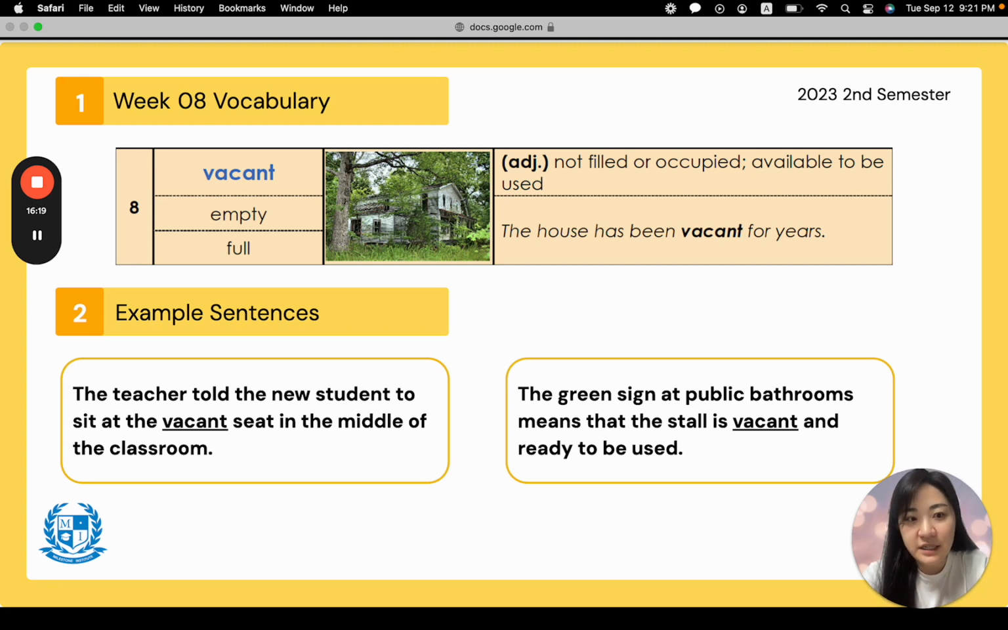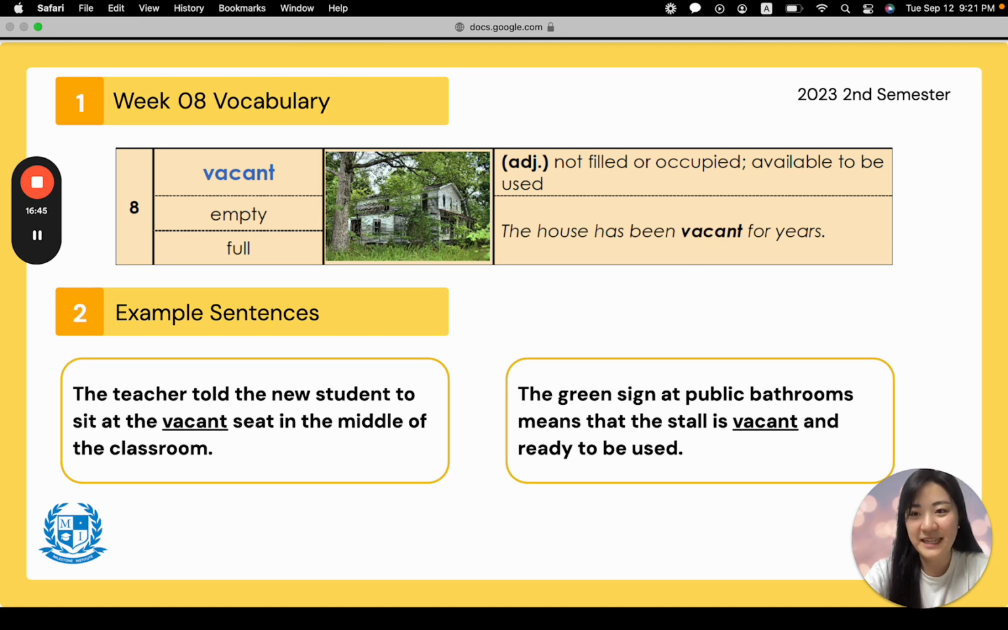In this house here, if you've seen this picture, it looks very old with all the windows broken. The house has been vacant for years. So here, this means that no one has been living in this house. It's not filled or occupied, so it is empty, as it says in the synonym. So someone else can use it. Repeat after me. The house has been vacant for years.